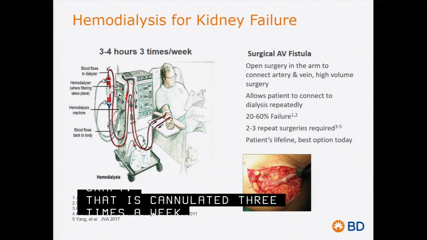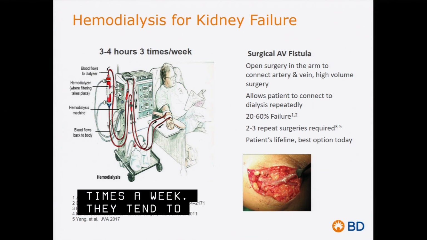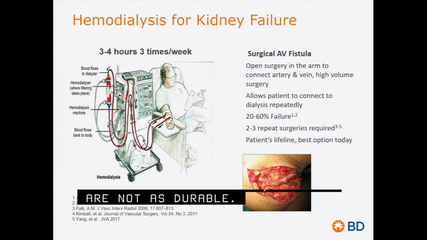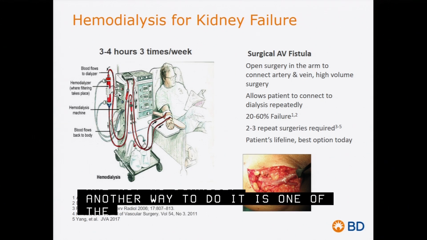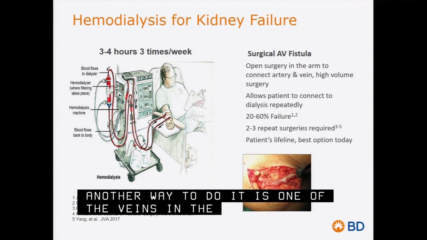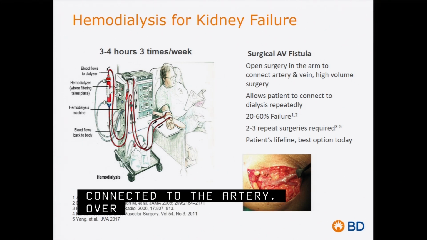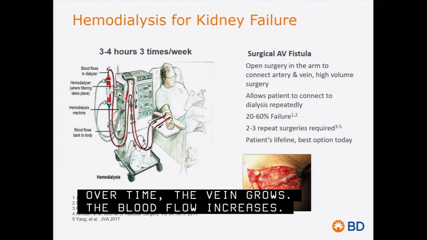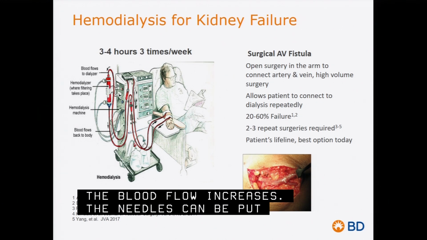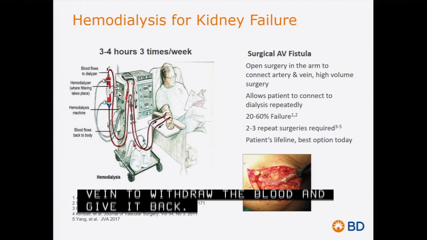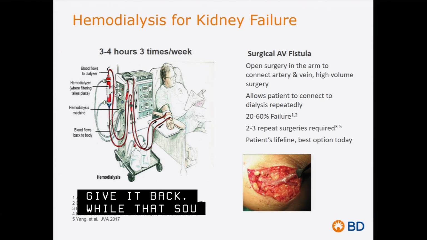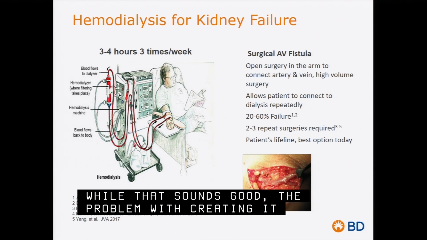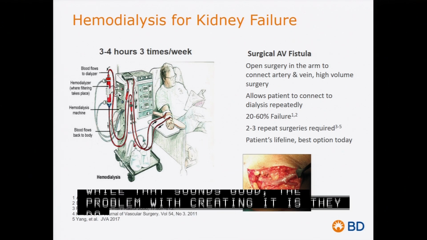Given that, the best way to do it is with a native fistula using autogenous vein, where one of the veins in the arm, either the cephalic vein at the wrist or the elbow or the basilic vein, is connected to the artery. Over time, the vein grows, the blood flow increases, and then the needles can be put into that vein to withdraw the blood, run it through the dialyzer, and give it back. Well, that sounds really good, but the problem with creating the AV fistulas is that they do have a relatively high failure rate, and in the literature it runs anywhere between 20 and 60%.